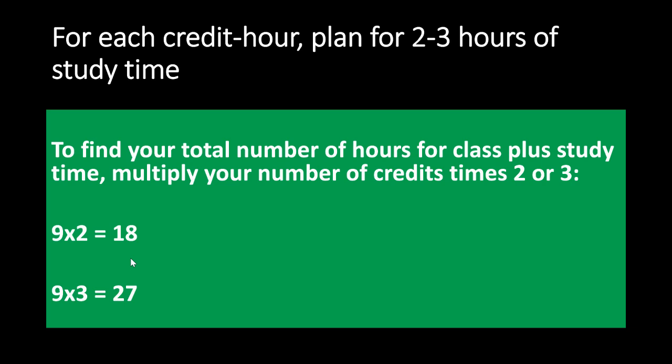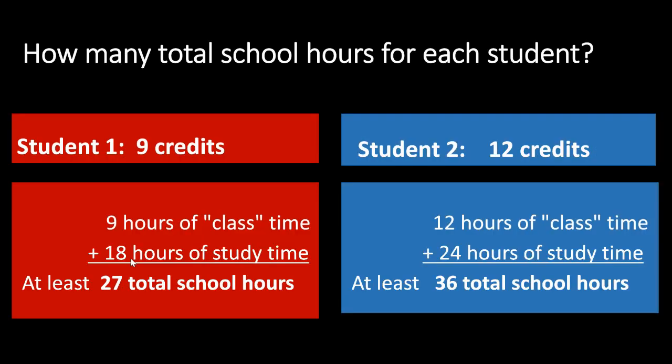Okay, so now that you know the total number of credits you are taking this term, we need to take that and then multiply that by 2 or by 3. So take a moment and do that math if you haven't done so already. What does that look like for each student? Student number 1 is taking 9 credits. So if we take those 9 hours of class time and add in 18 hours of study time, this student is doing schoolwork, whether in class or doing the study, for at least 27 hours a week.